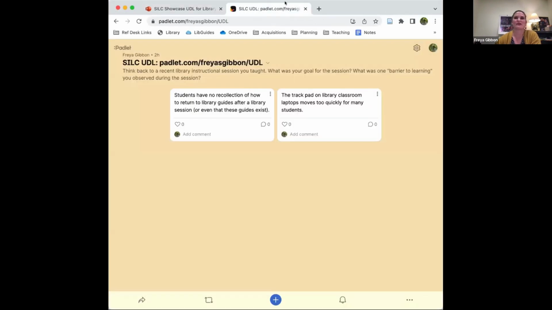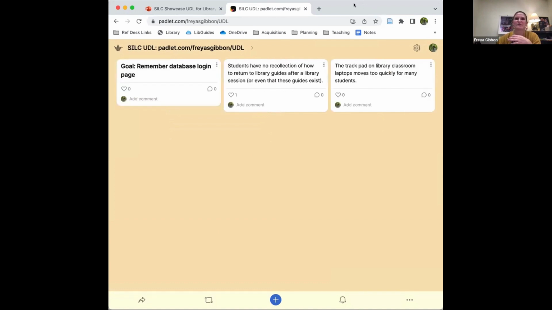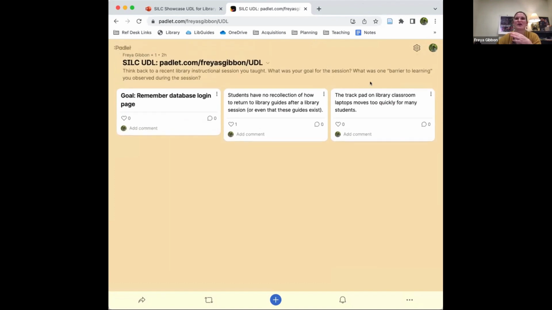I went ahead and seeded a couple of library instructional barriers that I have seen, such as students not having a recollection of how to return to library guides after a library session, or a techie problem, like the track pads on our library computers moving really quickly and students not really being able to navigate some of the resources that I'm asking them to look at.